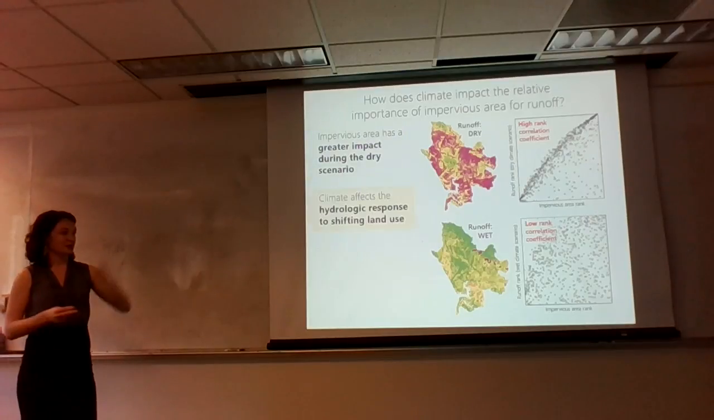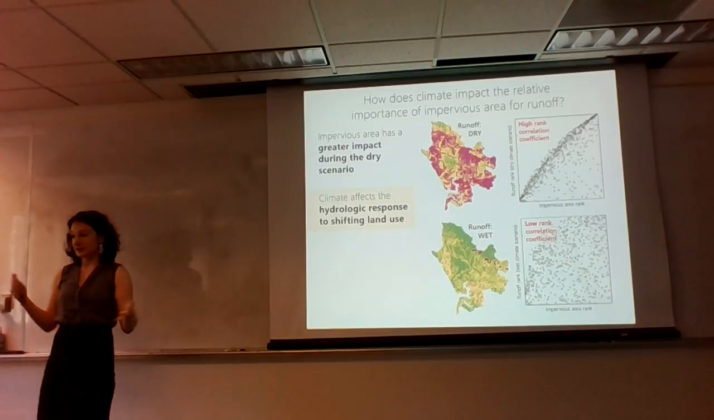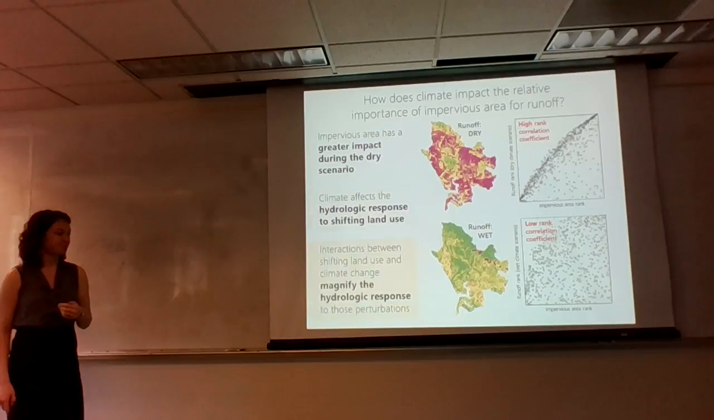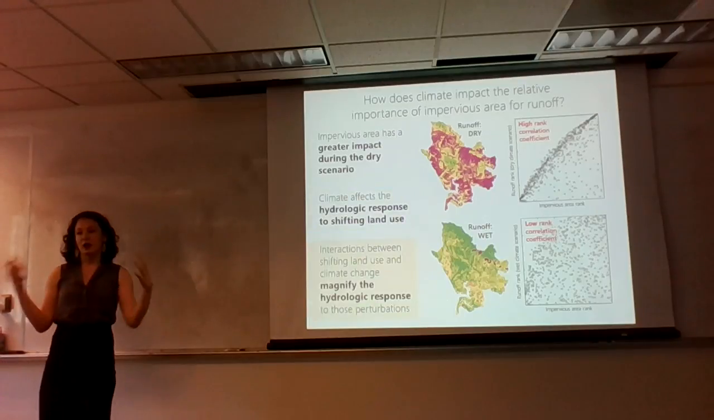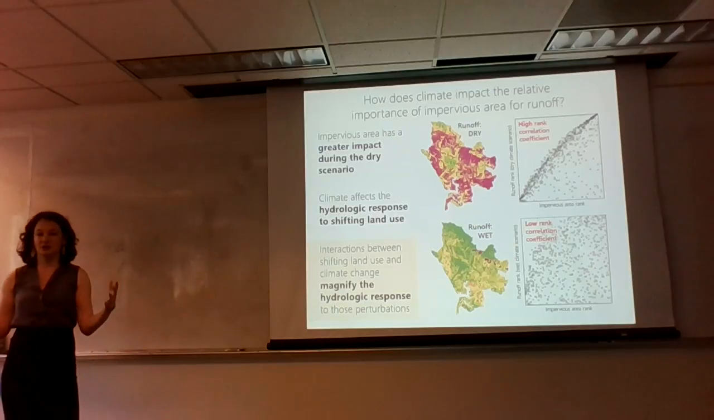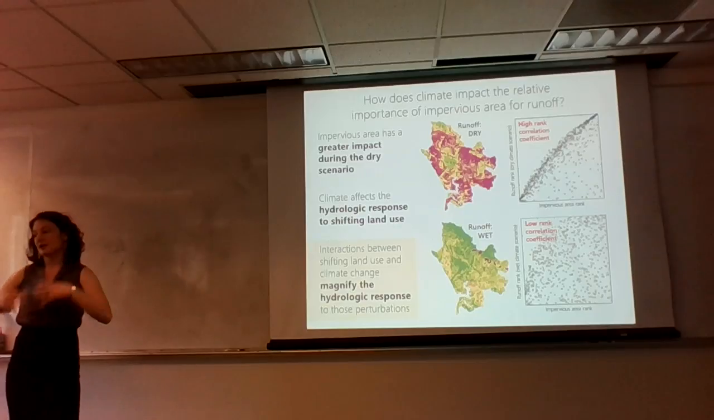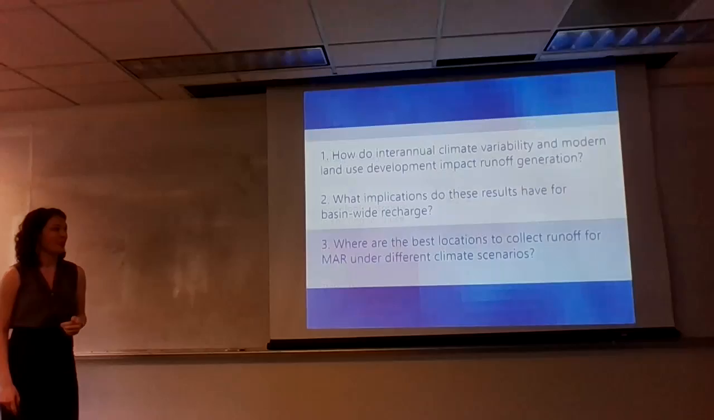And ultimately that means that the climate plays a role in determining what the hydrologic response is to a change in land use that increases impervious area. Ultimately, that means that interactions between climate and land use are important to consider when thinking about regional hydrology and water management, because changing both at the same time can magnify the hydrologic response to either perturbation alone.